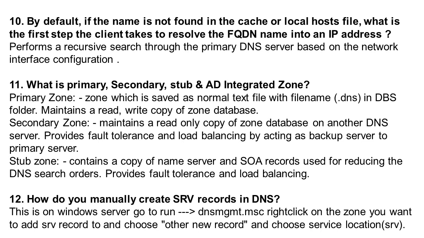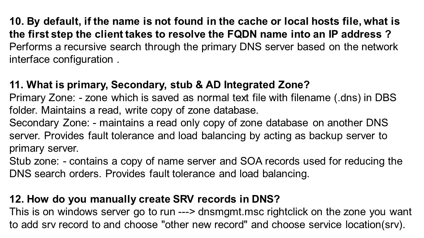By default, if the name is not found in the cache or local host file, what is the first step the client takes to resolve the FQDN name into an IP address? It performs a recursive search through the primary DNS server based on the network interface configuration. What are primary, secondary, stub, and AD integrated zones?